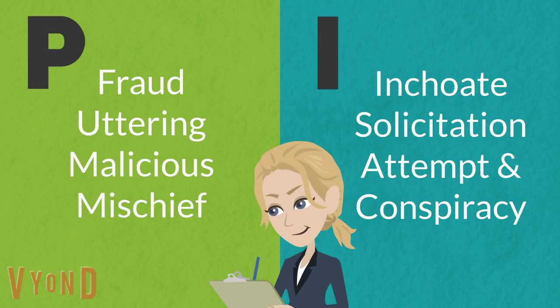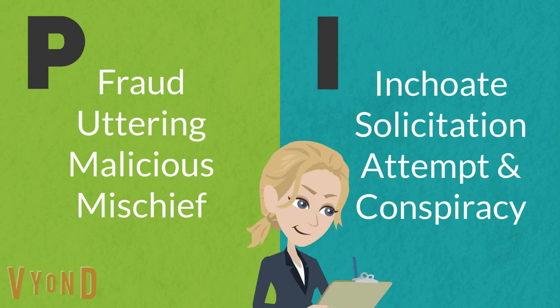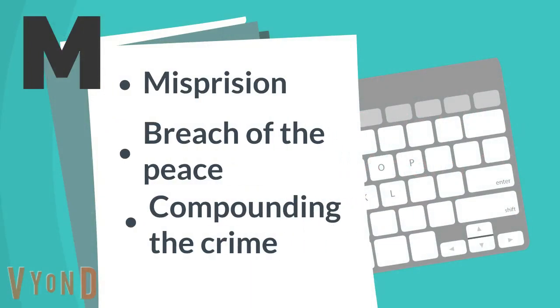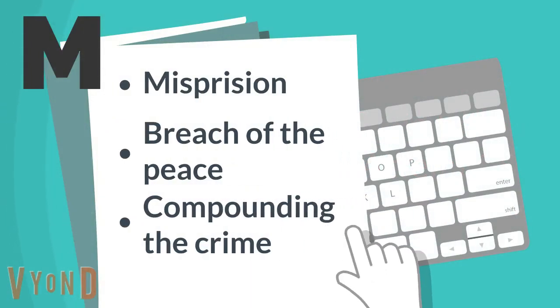The first P is for property but should not be confused with real property. This is personal property and includes fraud, uttering, malicious mischief and others, but we find these to be most common. Some schools consider property offenses to include the theft crimes, but you need to make sure your checklist follows your needs. The second I is for inchoate, so we don't forget to check those. The second M is for miscellaneous, which can get you a few extra points and includes misprision, breach of the peace and compounding the crime.